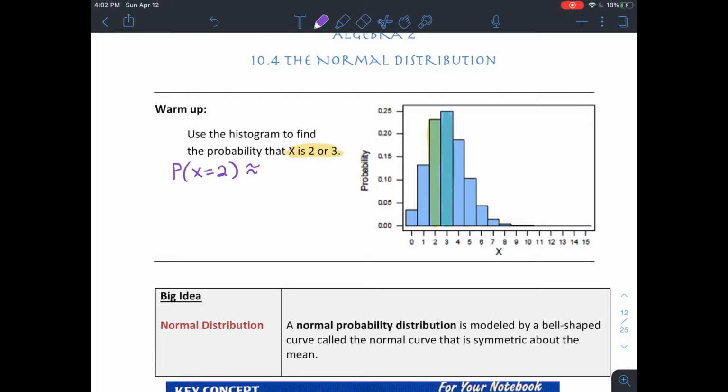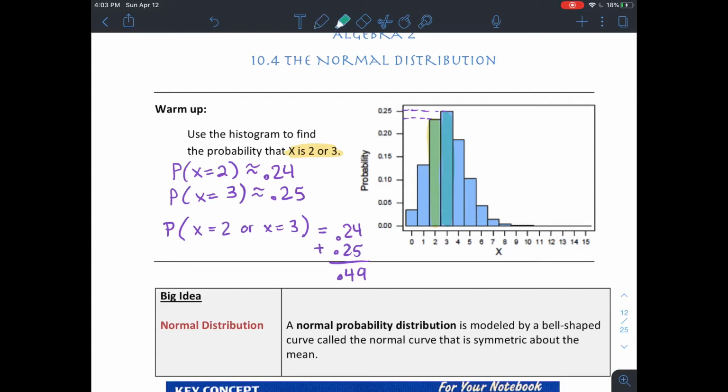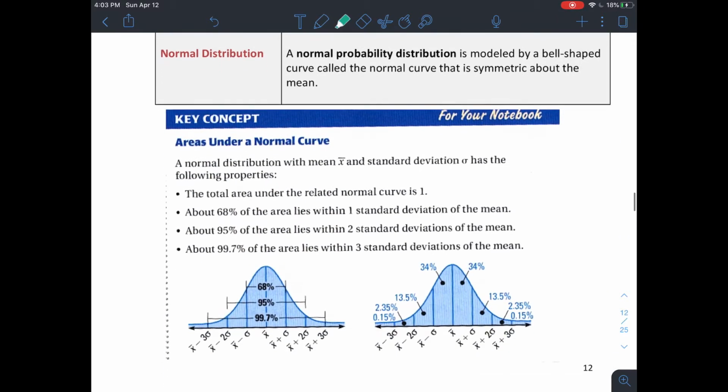The probability x is 2 looks approximately equal to, I'm going to say, 0.24 if you look at the height of that bar. The probability that x is equal to 3 looks right about 0.25. If you want the probability that x is either of those numbers, 2 or 3, you just add the two probabilities together, and 0.24 plus 0.25 would get you about a 49% probability that x is either 2 or 3. You can do decimals or percents when you're talking probabilities, it doesn't matter.